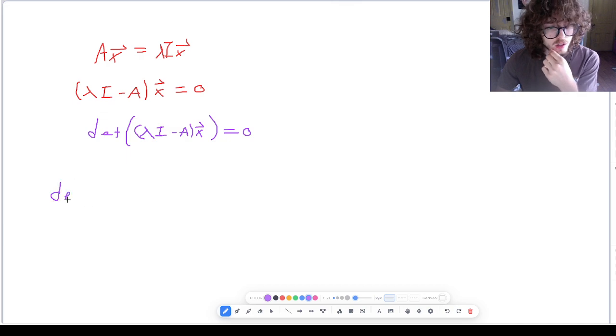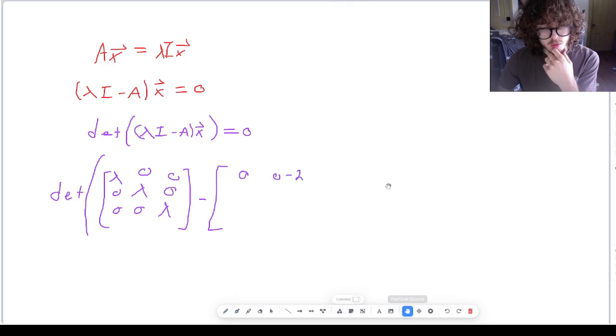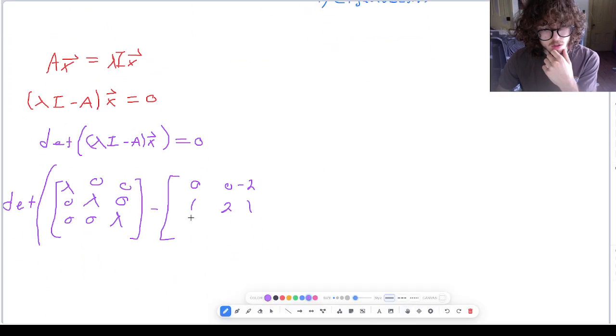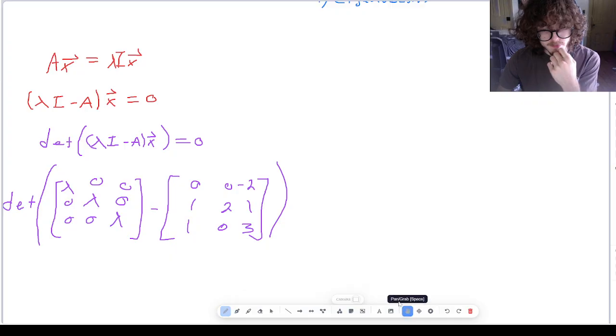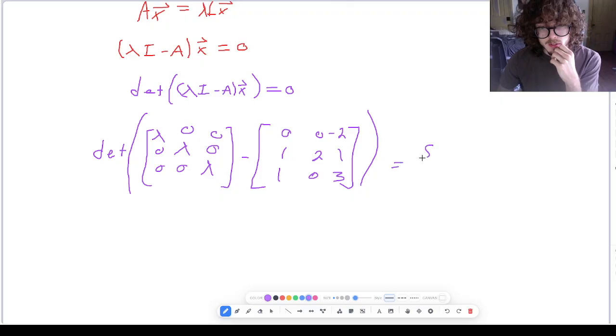And so what does this look like? Well, lambda times I is just going to be lambda, lambda, lambda, minus A, which if I remember is 0, 0, negative 2, 1, 2, 1, and 1, 0, 3. Okay, which looks like that. See, it's not so scary when you write it all out. And that's equal to 0.